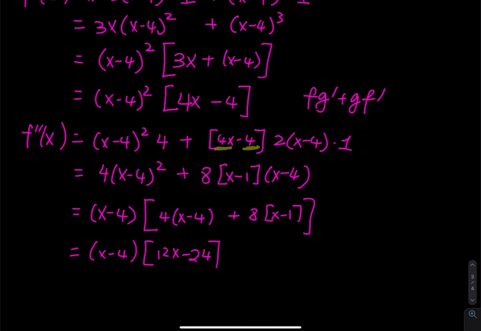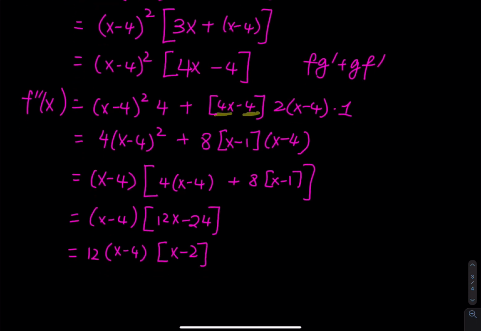And then this one, you can factor out 12. So that is 12 times (x minus 4) times (x minus 2). I put this in factored form because I have to set that equal to 0 and then solve for x. If you don't put it in factored form, you will have a hard time finding x. So that means we have x equals 4 and x equals 2, right? So they are my critical numbers.